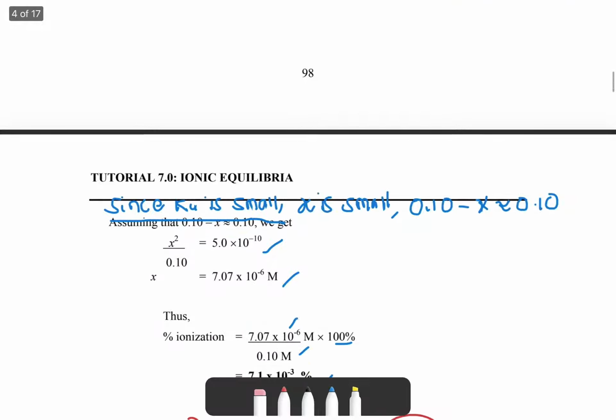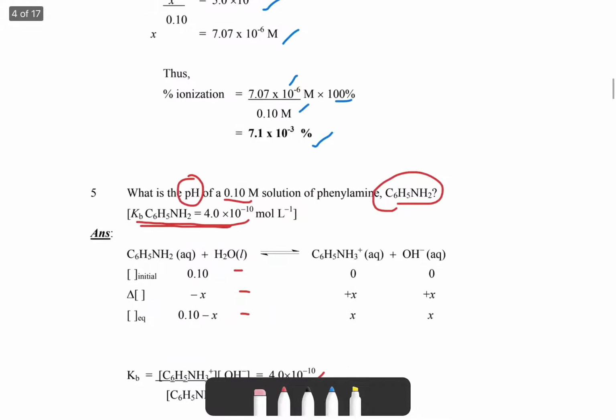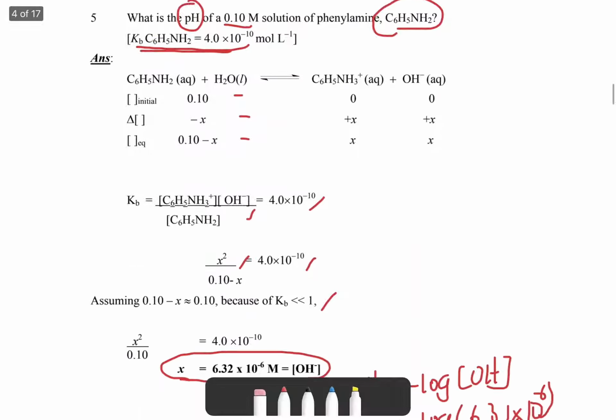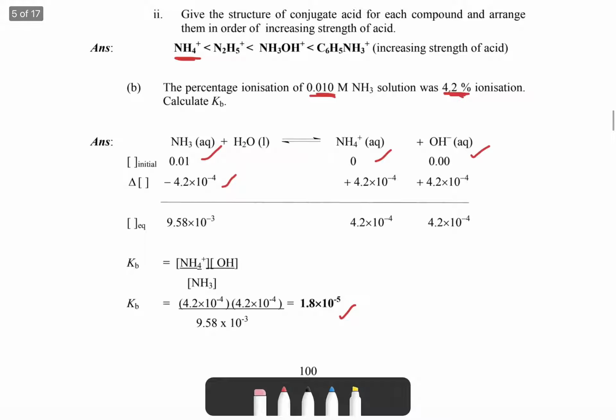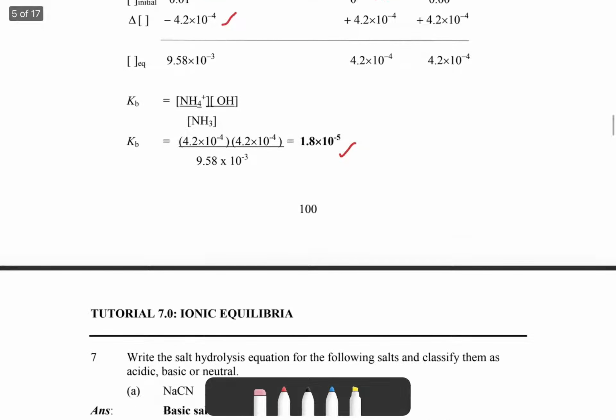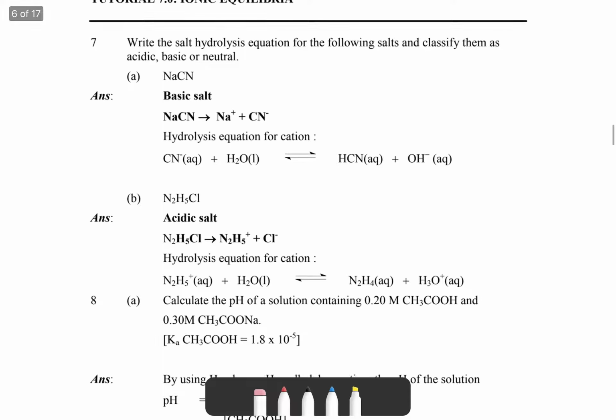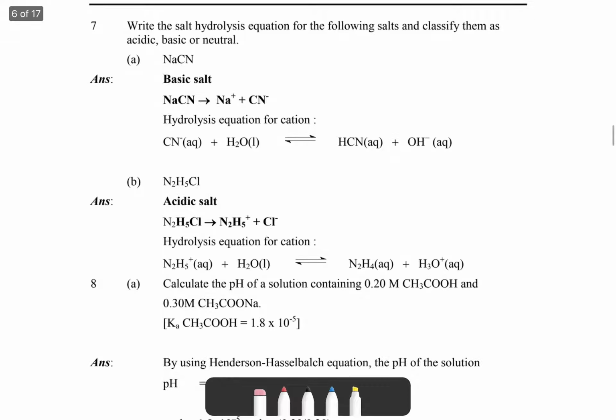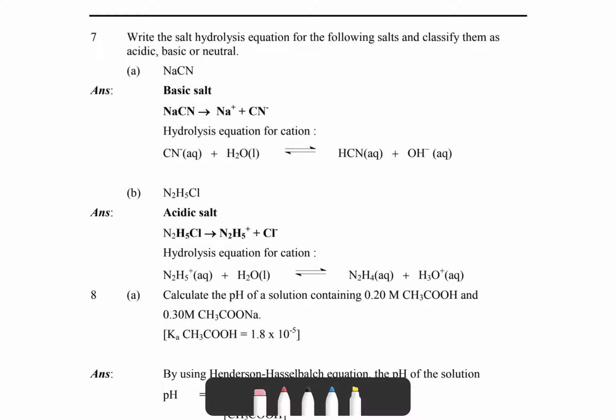Okay, hi guys. So for today's online class, we discuss tutorial questions 7, 8 and 9. Okay, so ini question number 6 sudah. So we start with question 7, 8 and 9. So 7 is salt hydrolysis. Soalan 7 adalah berkaitan salt hydrolysis. So write the salt hydrolysis equations for the following salts and classify them as acidic, basic or neutral.